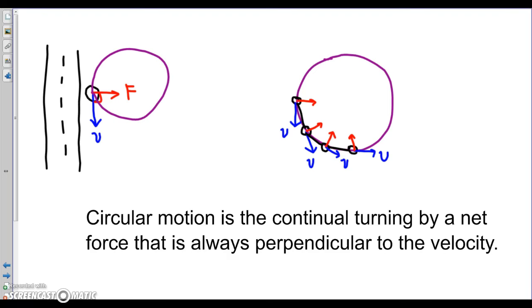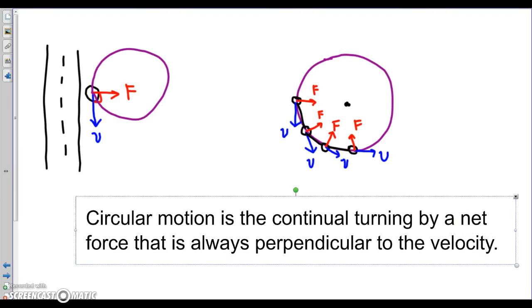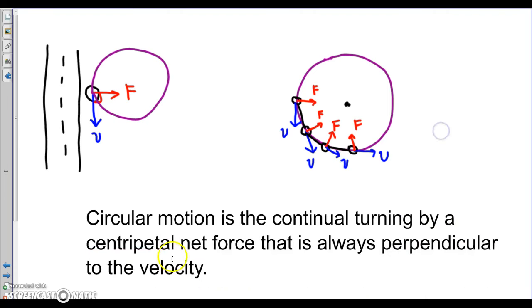Now there's something more that we can add about the net force, the red arrow. At this moment right here, the net force points toward the center of the circle. At this later moment, the net force still points toward the center. At this later moment, the net force still points to the center, and likewise here. At every moment that you move along the circular path, the net force points toward the center of the circle. The way we capture this is by adding the word centripetal. The word centripetal means center-seeking or pointing toward the center.